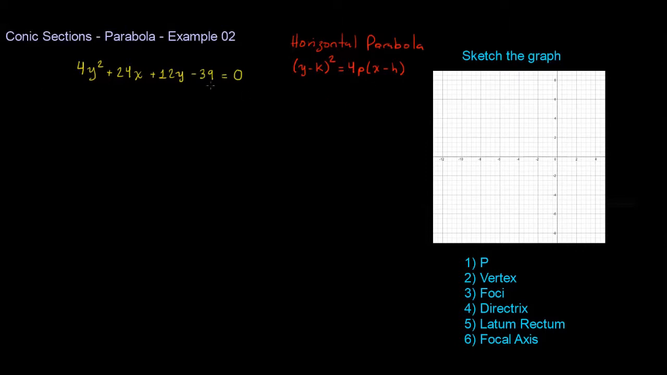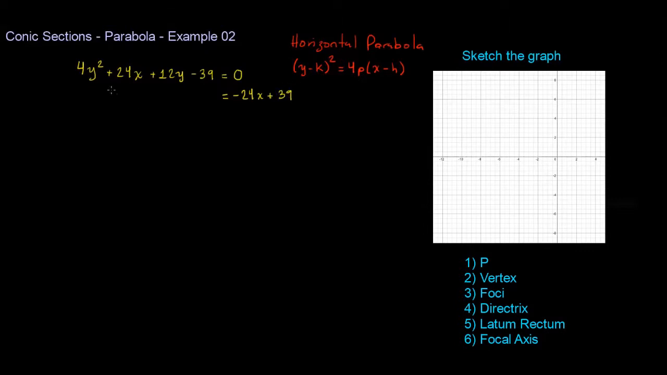So let's get to this. As on the left side we must have a y minus k squared, that means we have to complete the square with the y's. So I'm going to move everything that's not a y to the right. In this case, this 24 times x will be moving like a negative 24 times x, and this negative 33 will pass as a positive 33.